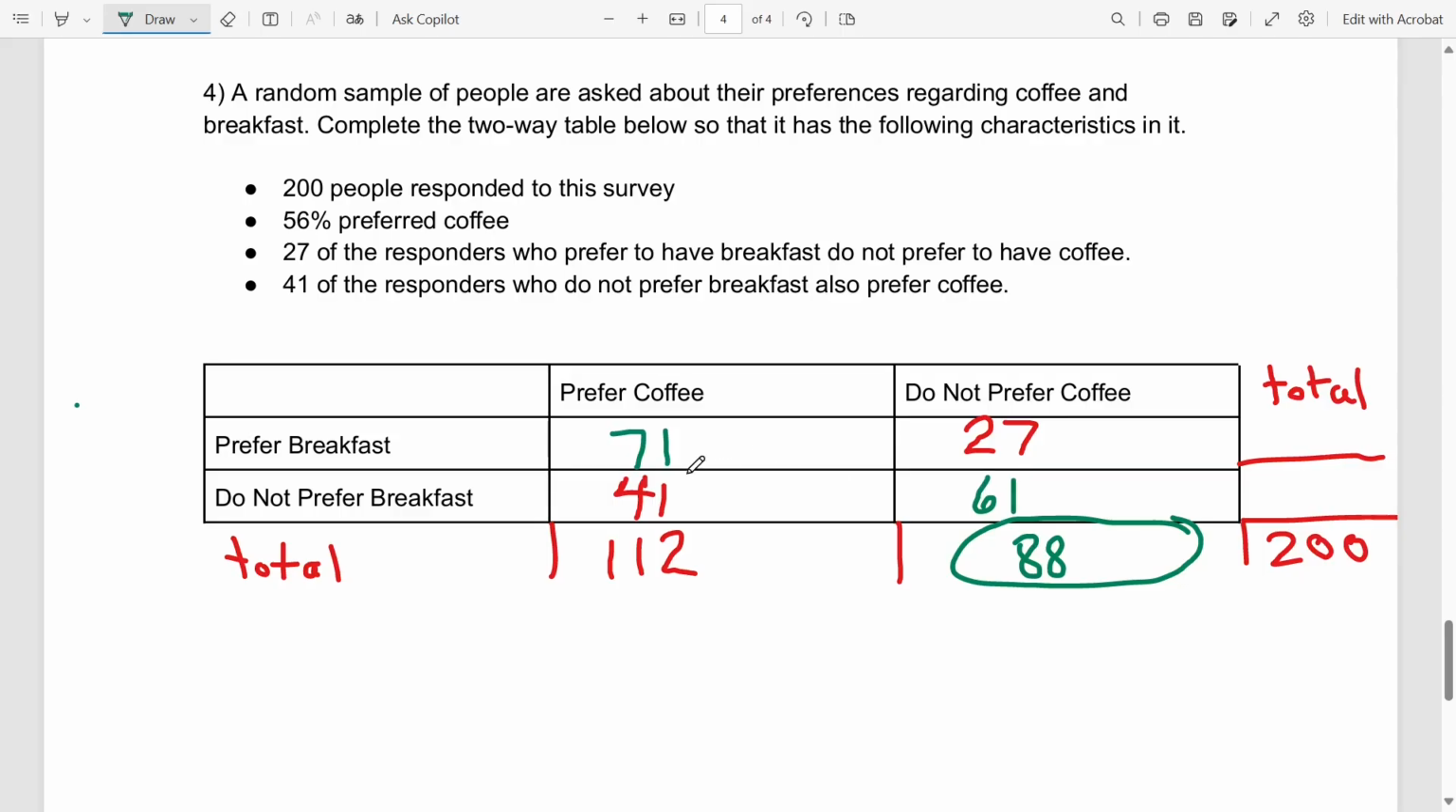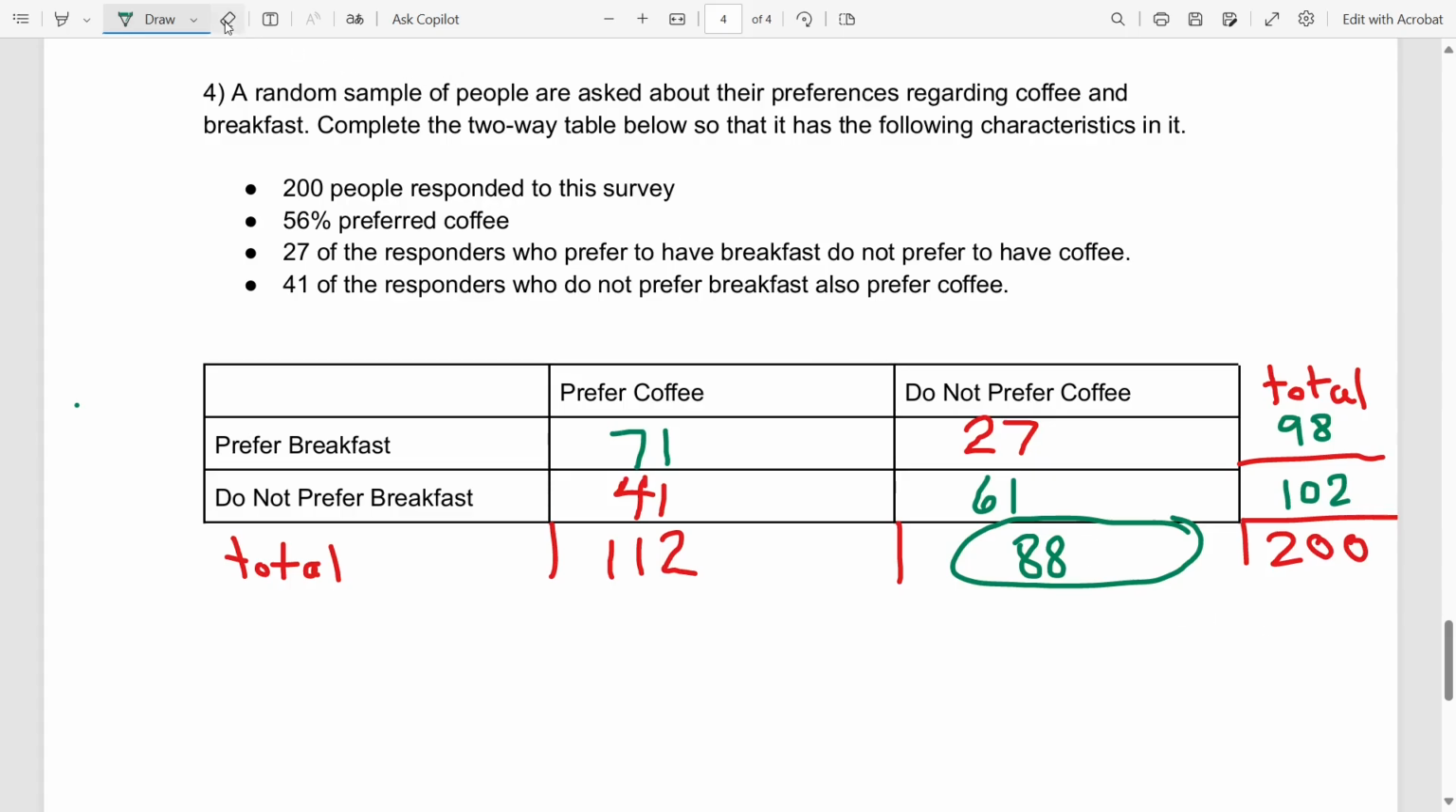And just to check, maybe we want to add these across. So 71 plus 27 is 98. And then 41 plus 61 is 102. And 98 plus 102 is 200. 112 plus 88 is 200. So it all works out.